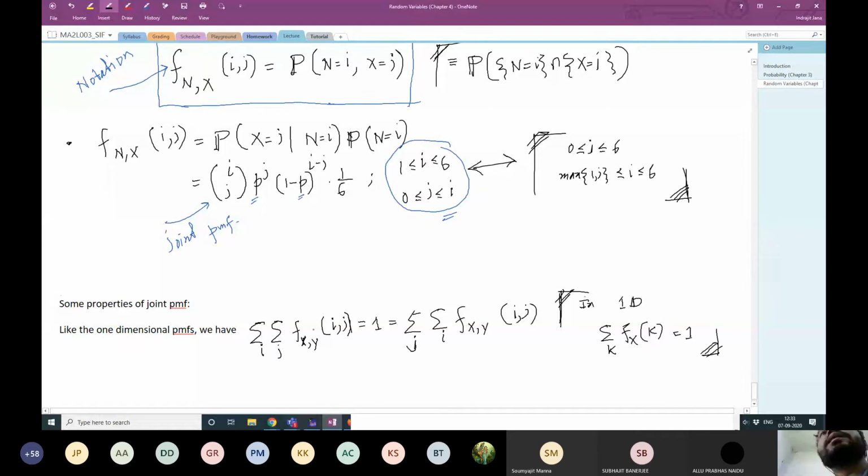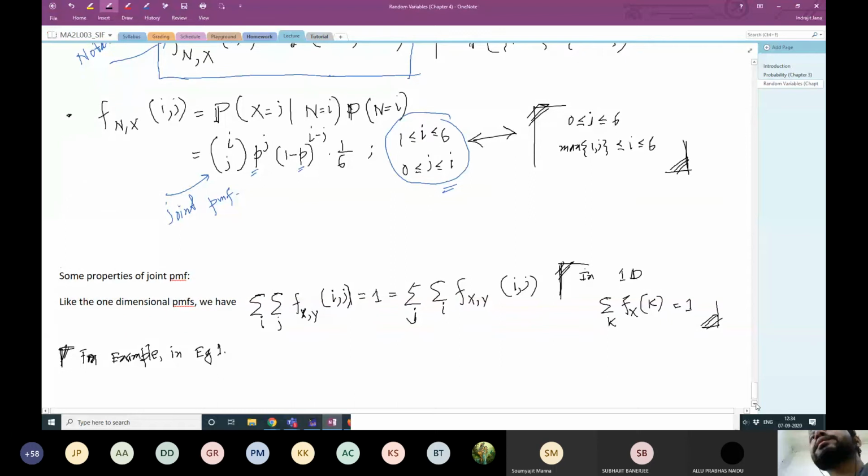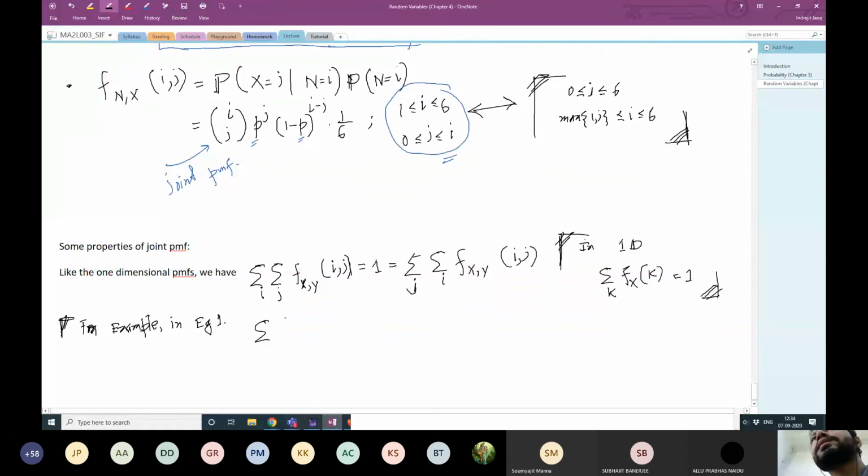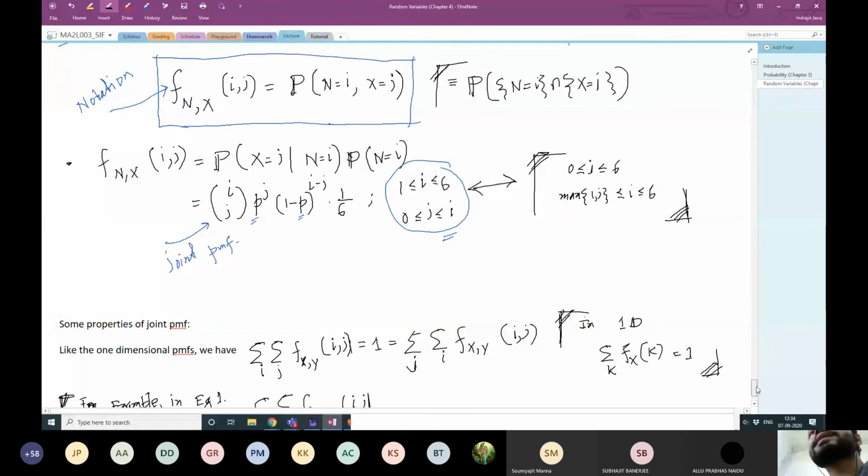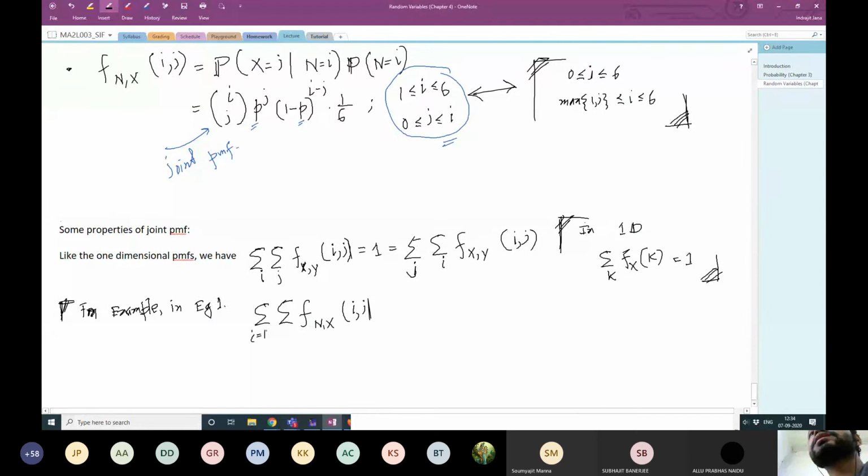For example, in our example 1, we would have the summation of f_NX(i, j), and we take the sum over i first, let's say i equal to 1 to 6, and then j going from 0 to i. This sum would be equal to 1. The total probability is equal to 1.